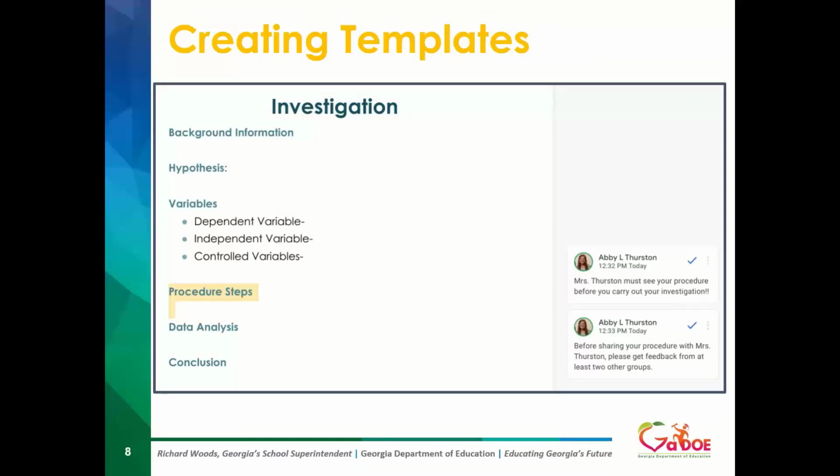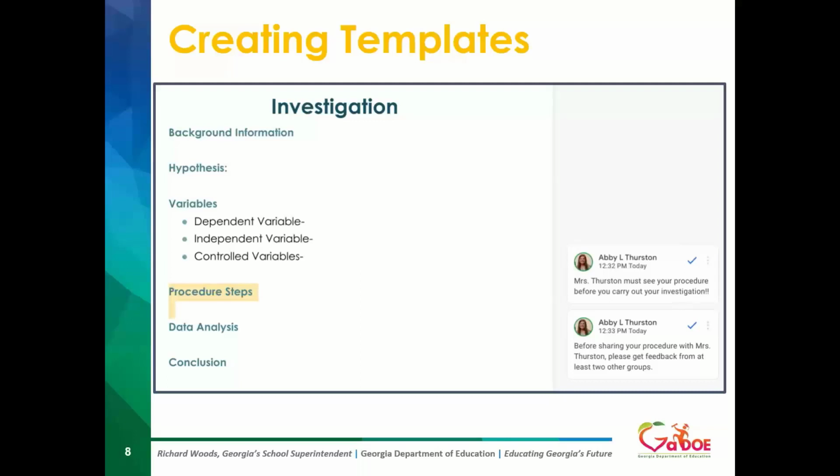Second way that I use templates in my classroom is through Google Docs. And like I said, I love Google Docs because of collaboration. This is a template that I use whenever I'm designing a Google version of an investigation. Sometimes I will have them create their own background information, or sometimes I'll give it to them. I'm going to show you several examples of this specific template.